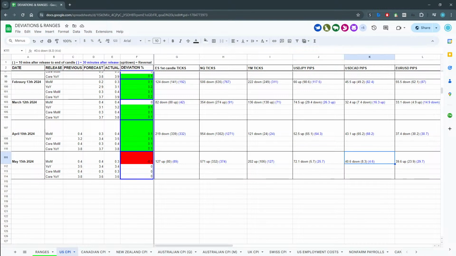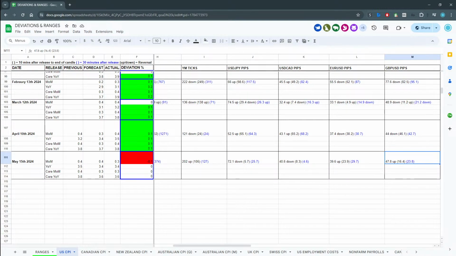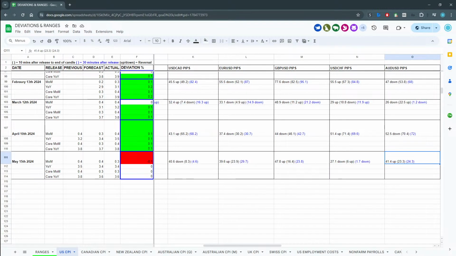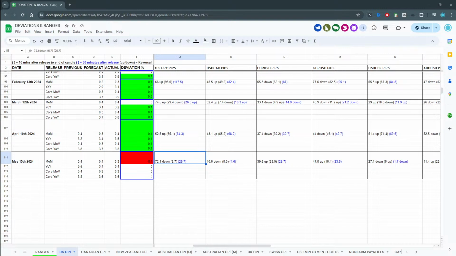Now, in the currency space, the biggest market reaction is usually seen in dollar yen.